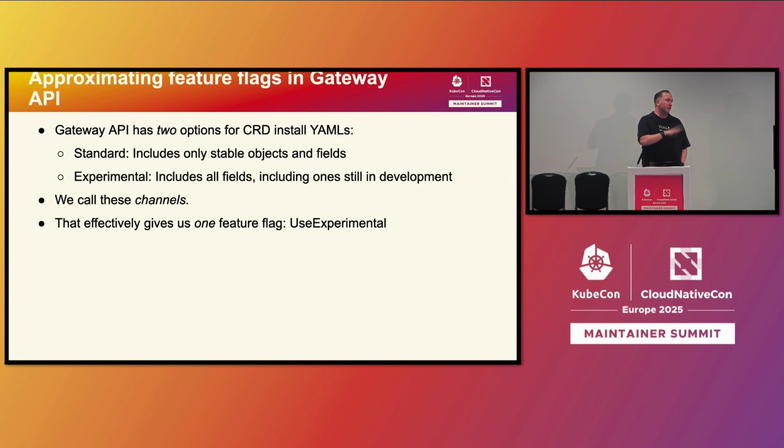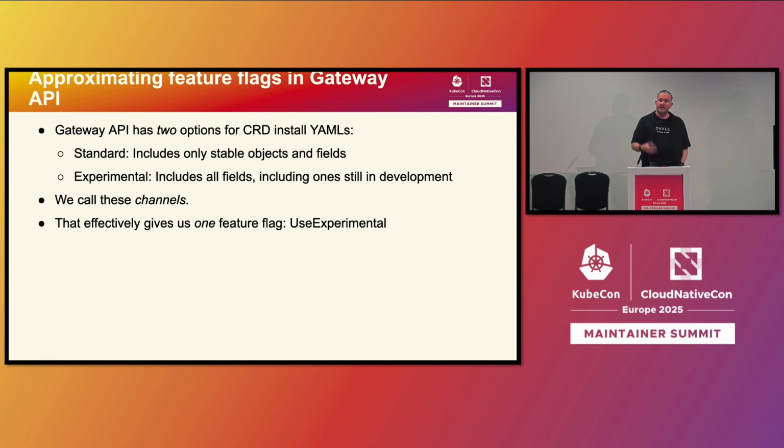So in Gateway API, we have two options for installing the specification. There are two versions of the install YAMLs. There's the standard ones, which include only stable objects and stable fields within those stable objects. And then experimental, which includes all fields, including the experimental fields, the ones we're not sure are stable yet, and experimental objects as well. So we could call these channels. There's the standard channel and the experimental channel.